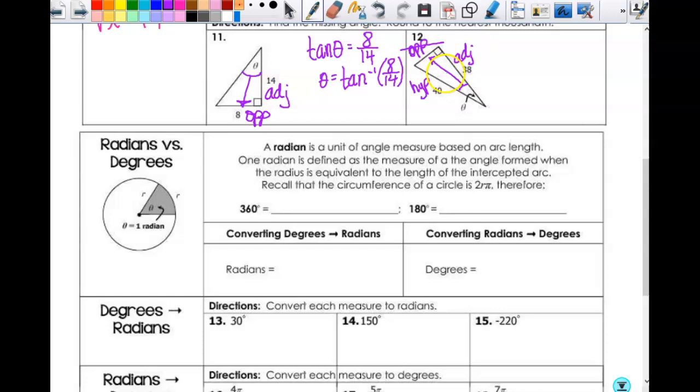So what uses adjacent and hypotenuse? Cosine. So the cosine of theta is equal to 38 over 40, which again I could reduce, but I don't care. And theta equals the cosine inverse of 38 over 40. And we wait on the calculator on both of those as well, okay? What questions do you have? We're good so far? Review, right?